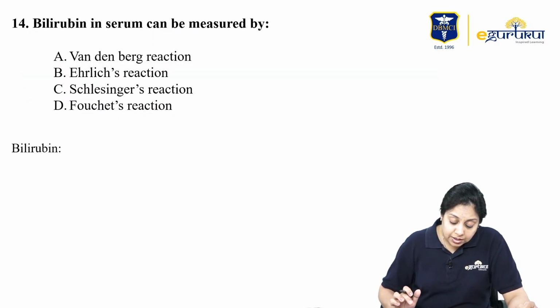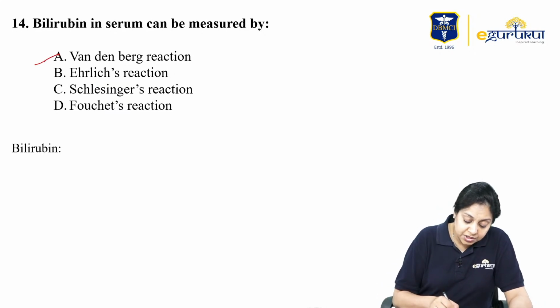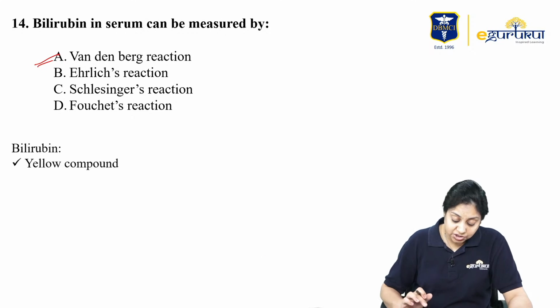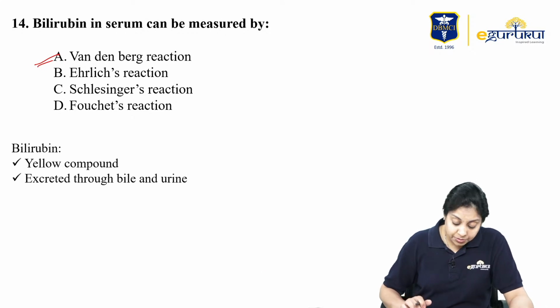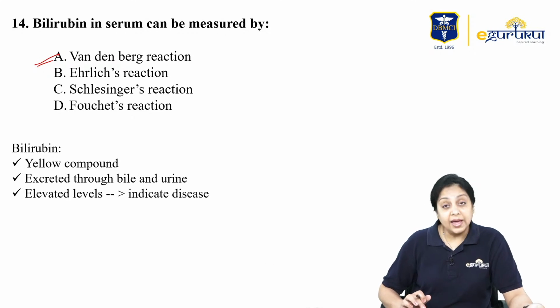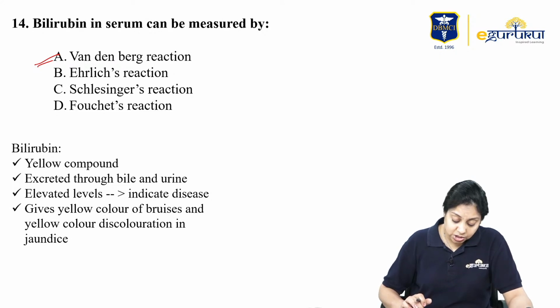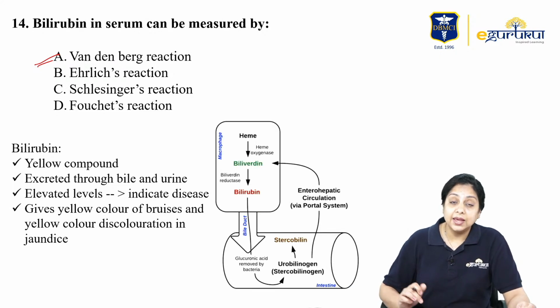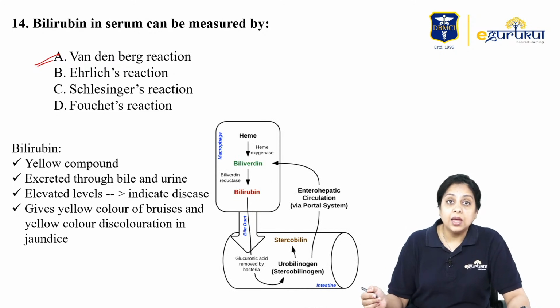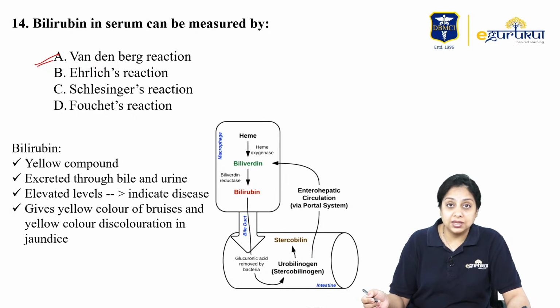Serum bilirubin can be measured by what? Serum bilirubin can be measured by a van den Bergh reaction. Right, what is bilirubin? Bilirubin is a yellow compound excreted through the bile and the urine, and elevated levels are indicative of disease. Right, what do we see? The yellow discoloration as jaundice, right? And this is one of the pathways of how the heme is degraded, that we have covered under heme degradation in the class, right?